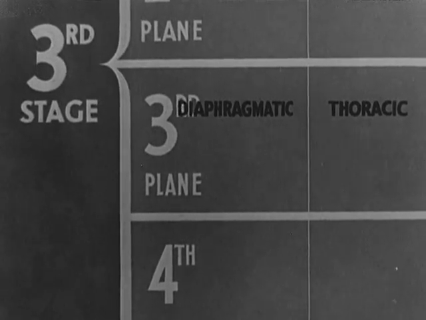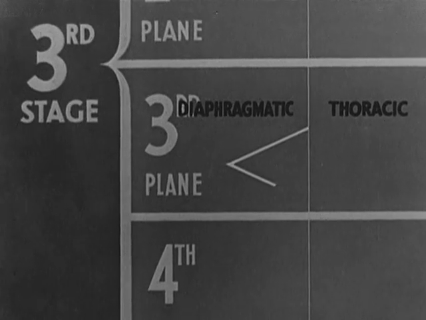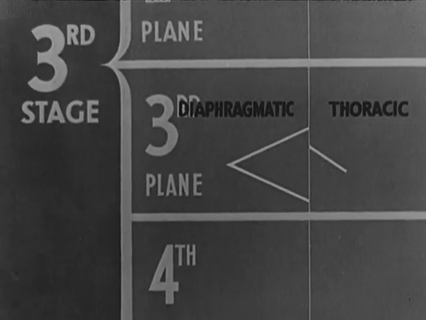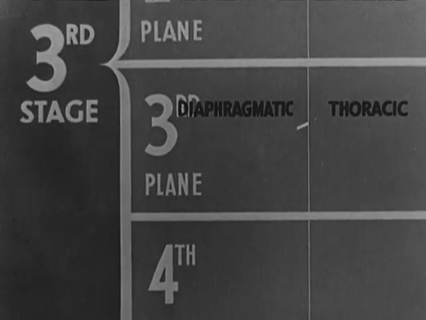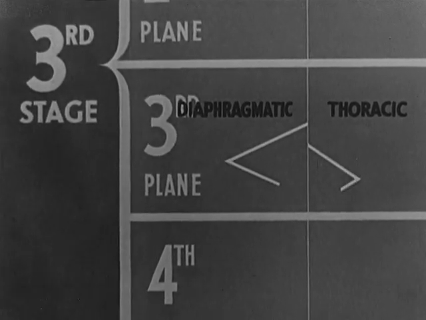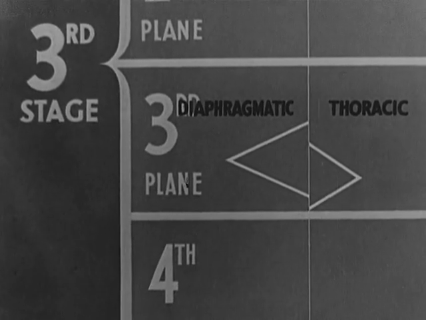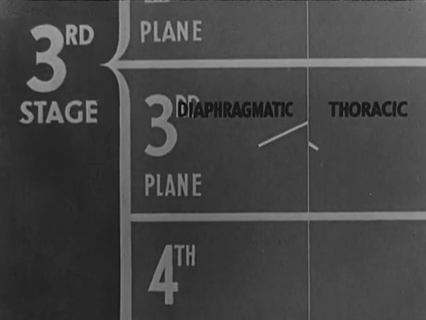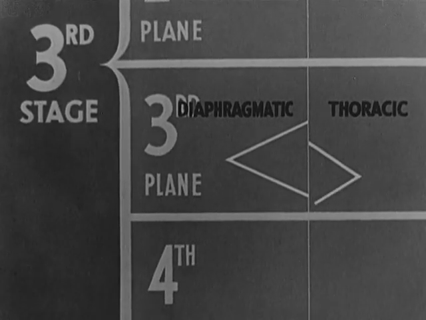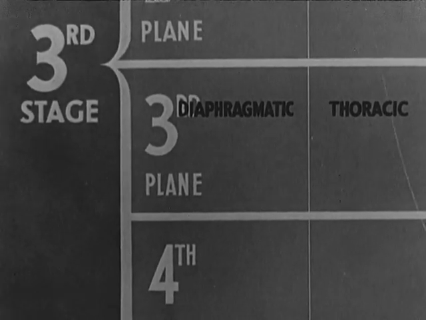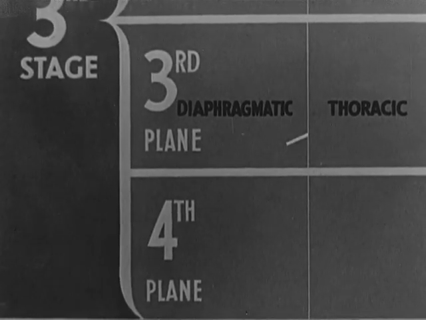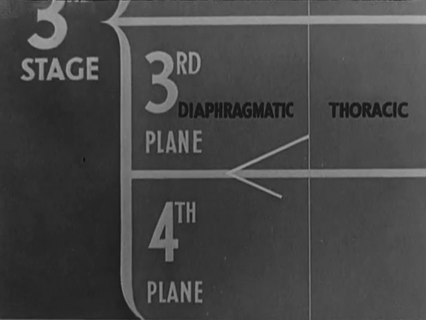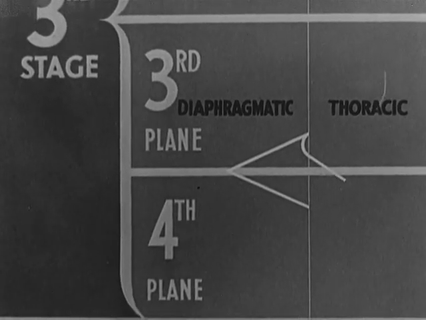As anesthesia travels down the 3rd plane, this lag becomes more marked. Finally, as the intercostal muscles become fully paralyzed, the chest wall is passively drawn in during inspiration and passively pushed out during expiration.